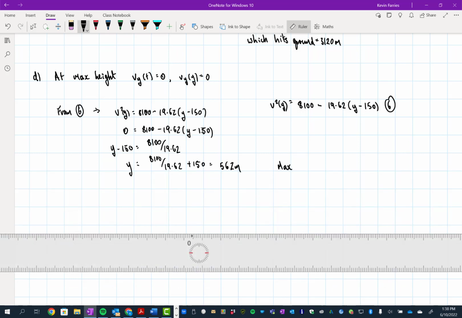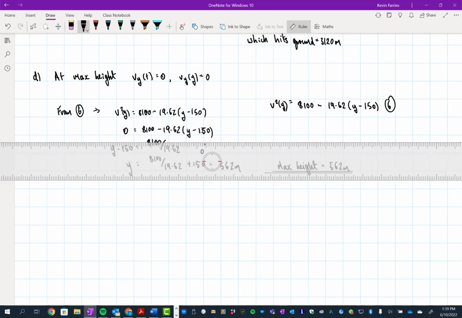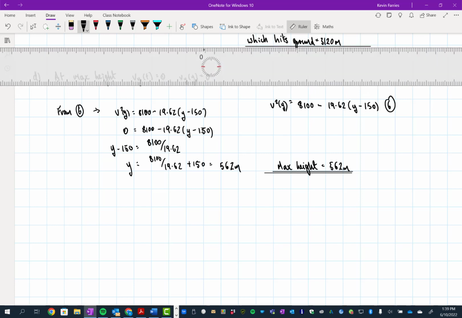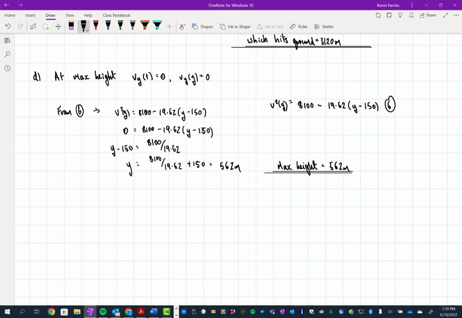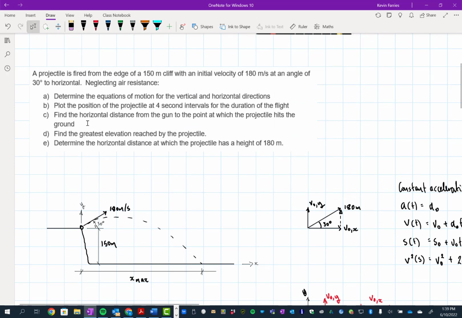So max height equals 562 meters. Don't forget to underline your final answers. And it's above the lower ground level, because we took the lower ground level as our datum. But let's just double check that that's actually what the question asked for, not the height above the cliff or something like that. It's just saying the greatest elevation reached by the projectile. So I would say that's the elevation of the projectile above the lower ground level.